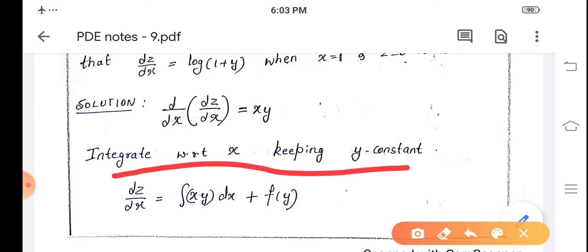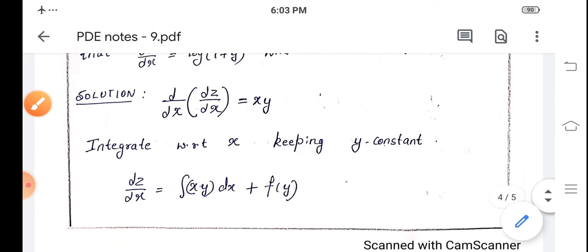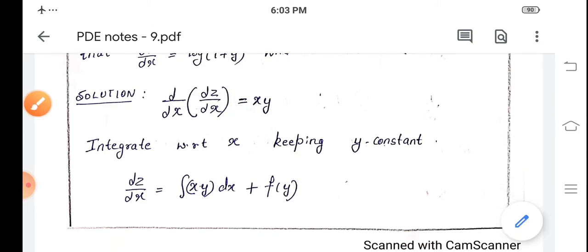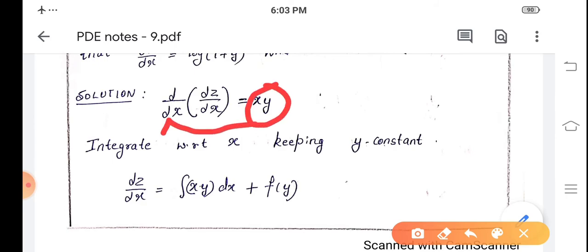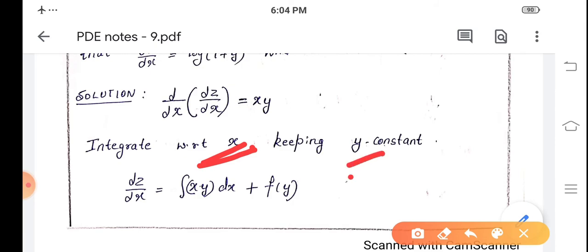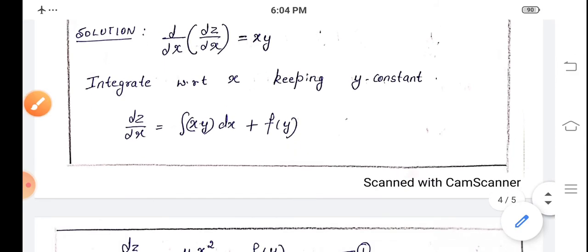Integrating with respect to x, keeping y constant, we obtain dou z by dou x. So dou z by dou x is the integration of xy with respect to x. We are integrating with respect to x, so the y term is treated as constant. After integration, we add an integration constant as a function of y, that is f of y.